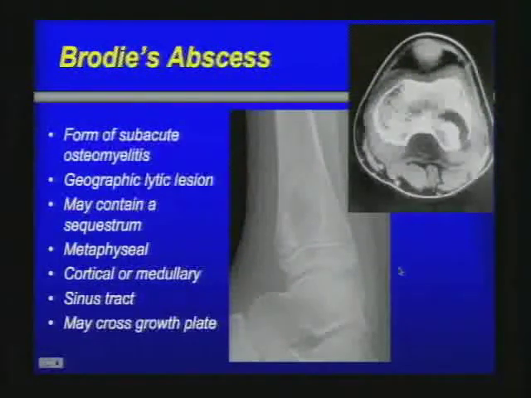Brodie abscess is a type of subacute osteomyelitis. You see geographic lesions, which is nicely shown in this image on the lateral radiograph in the distal tibia and in the CT, where you have this focal lytic lesion. They're usually geographic and they may contain a sequestrum, typically found in the metaphysis. They may be cortical or medullary. And again, you may have a sinus tract and tissue material extruding from this. Also keep in mind that it's not infrequent that these abscesses may actually cross the growth plate, which is otherwise relatively rare, but this subacute form of infection can do this.